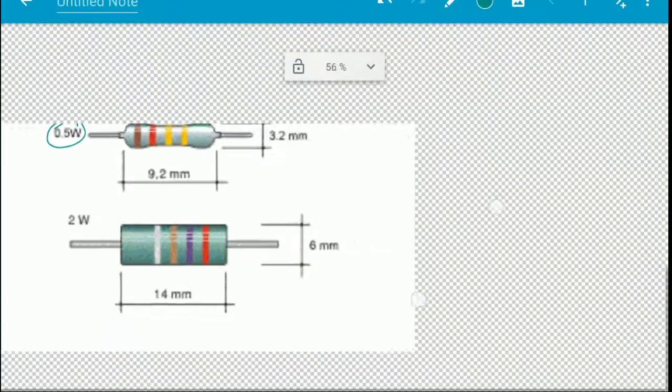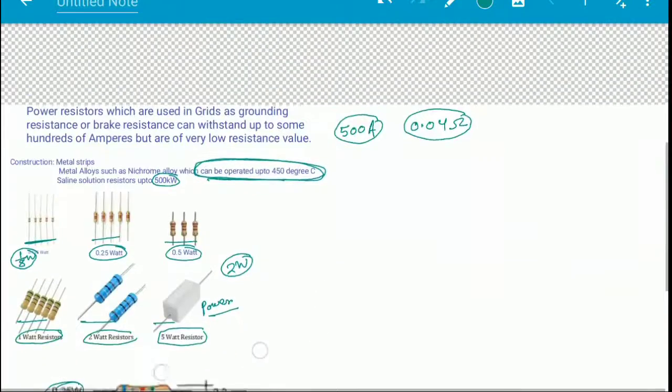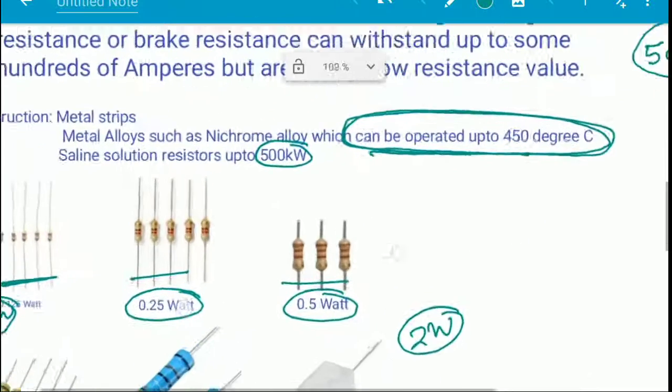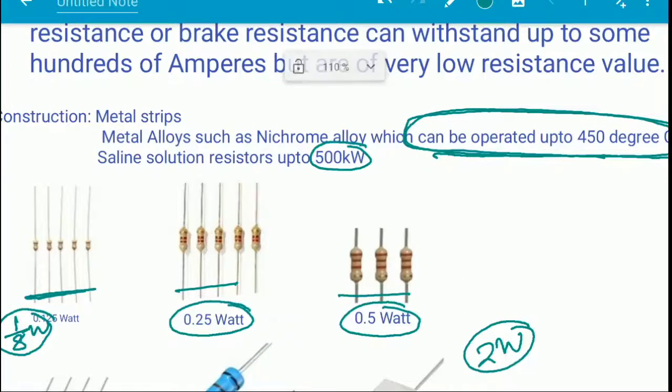So in this way we can select what type of resistance we need for that operation, and what current or what voltage we are going to operate at, and which wattage of resistance is to be chosen for that operation. So I think this may help you to consider the wattage of the resistance.